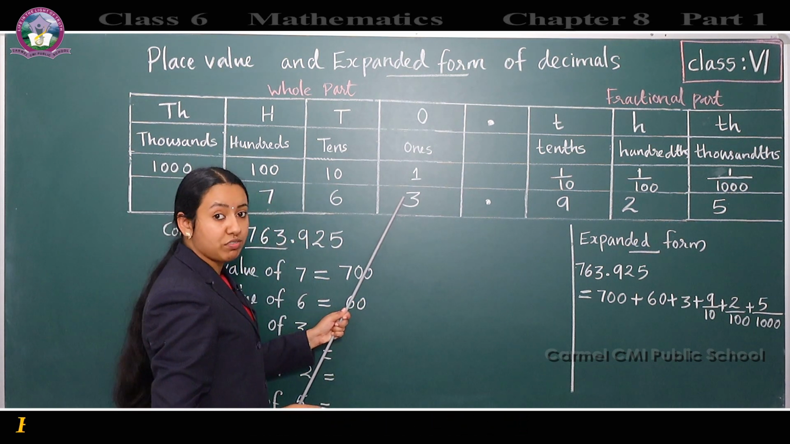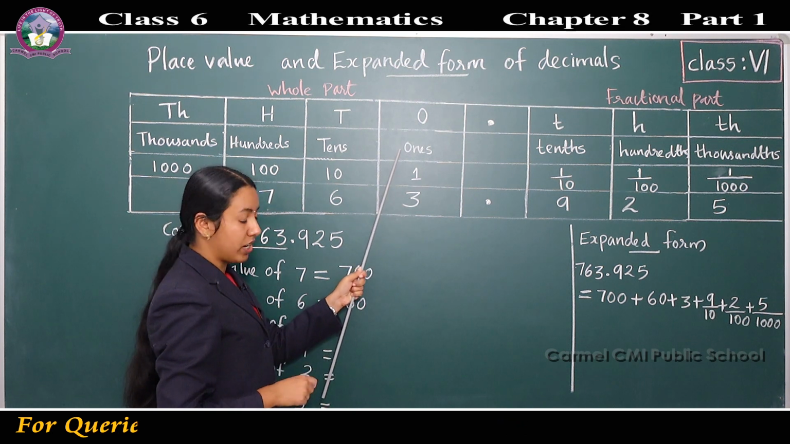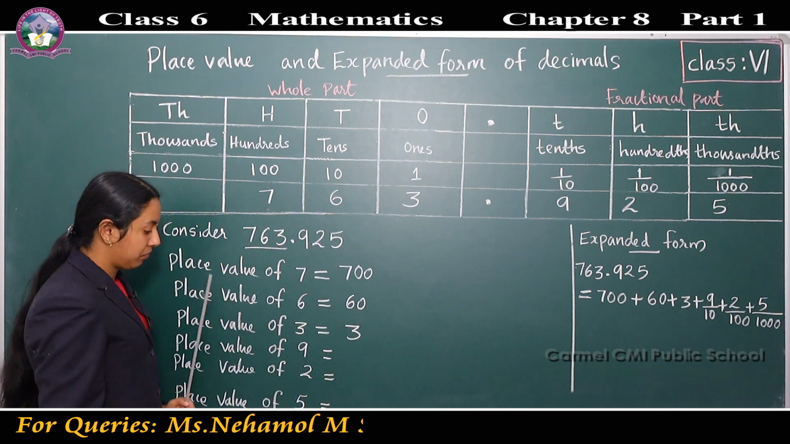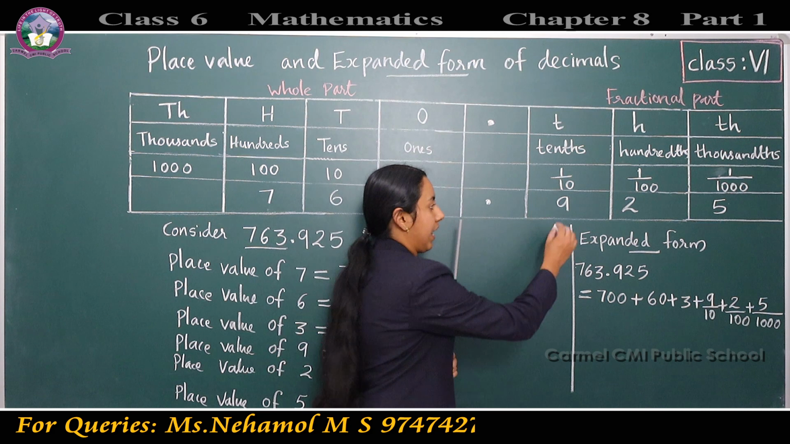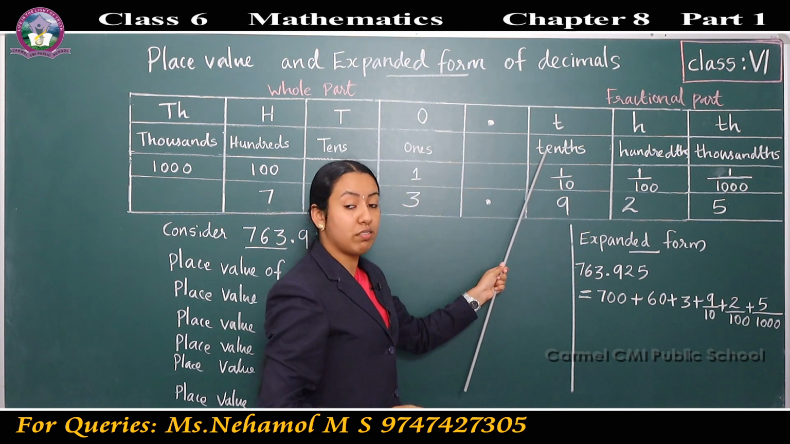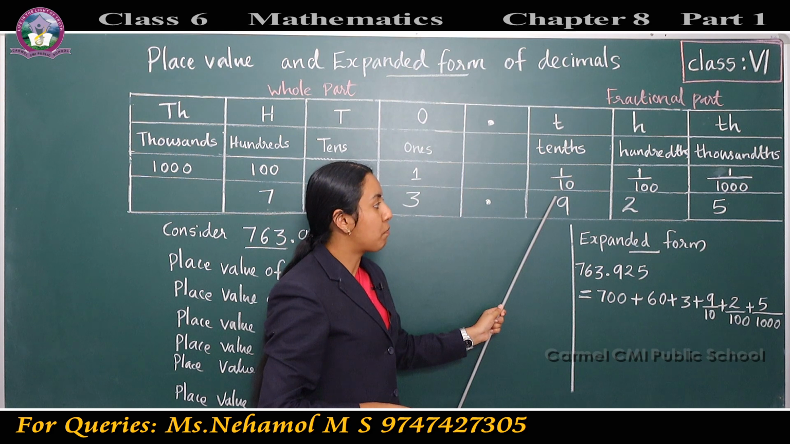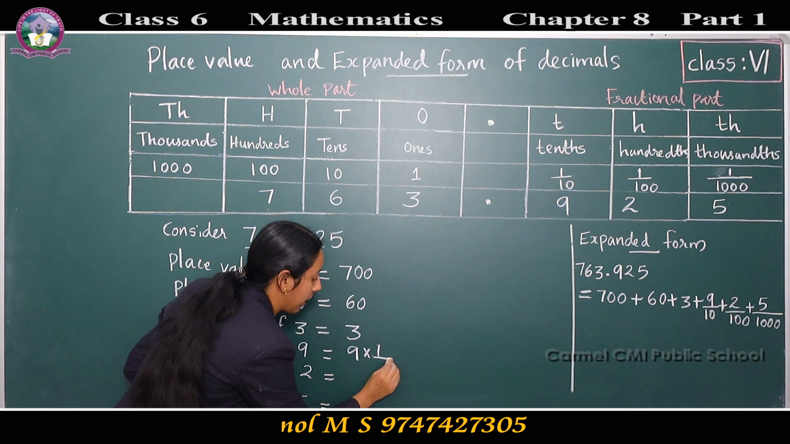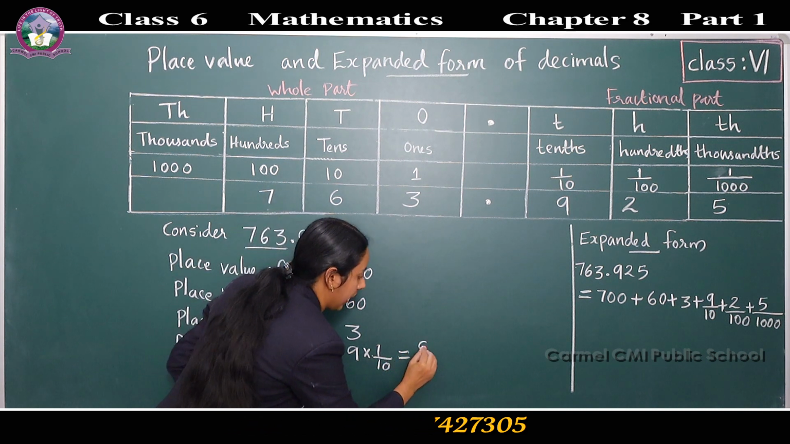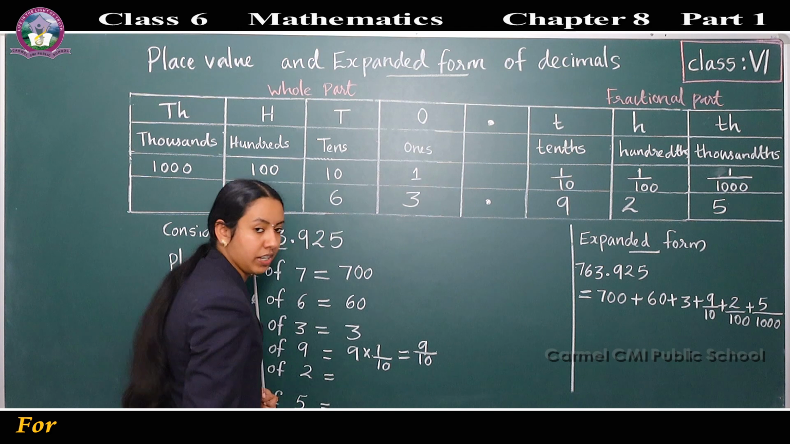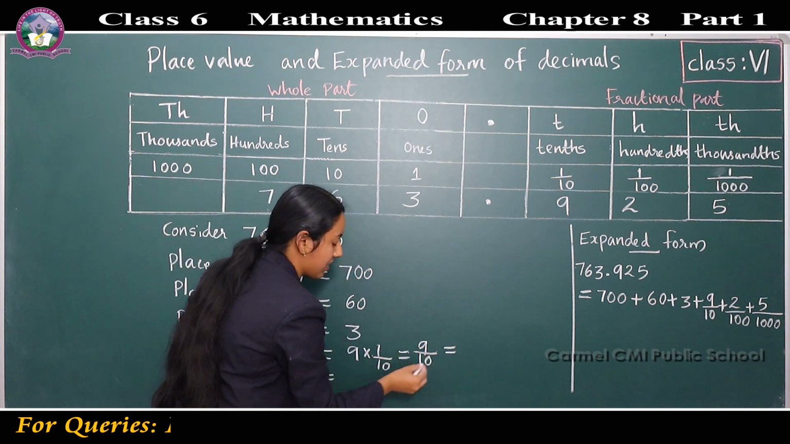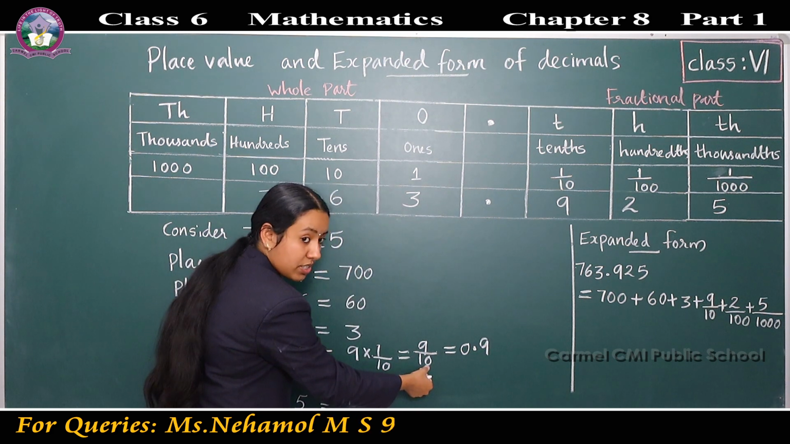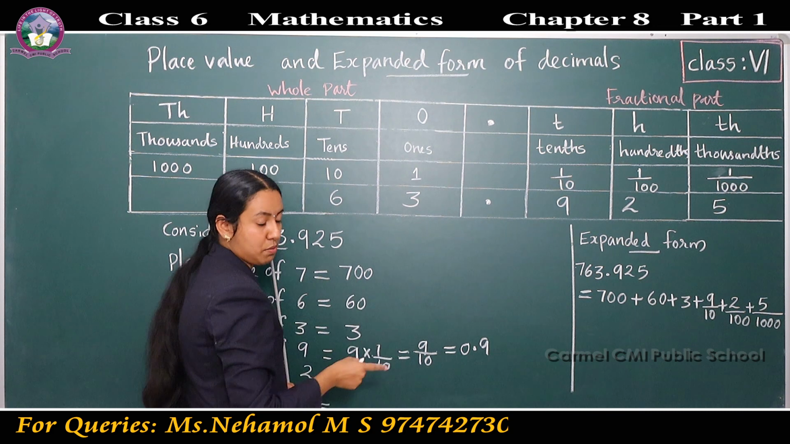Then what is the place value of 3? 3 belongs to the place of ones. 3 ones are there. So the place value of 3 is 3. Then what is the place value of 9? 9 belongs to the place of tenths. So the place value of 9 will be 9 into 1 by 10. That means 9 by 10. Then what is the corresponding decimal form? 0.9. 1 zero in the denominator, 1 decimal place.